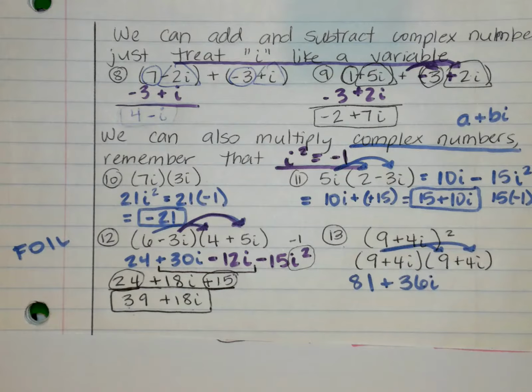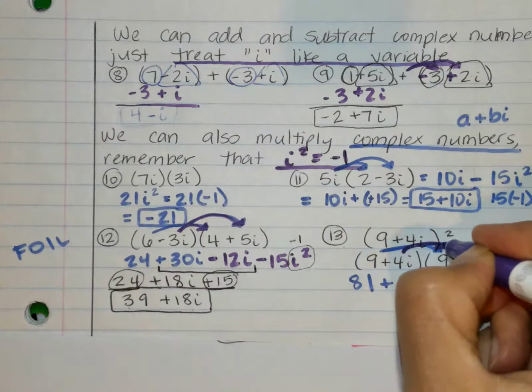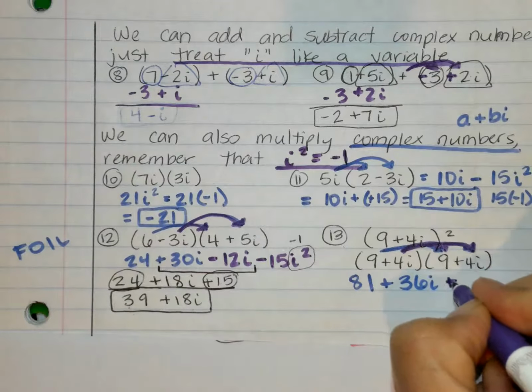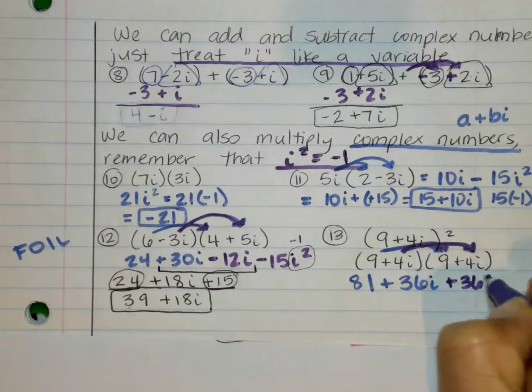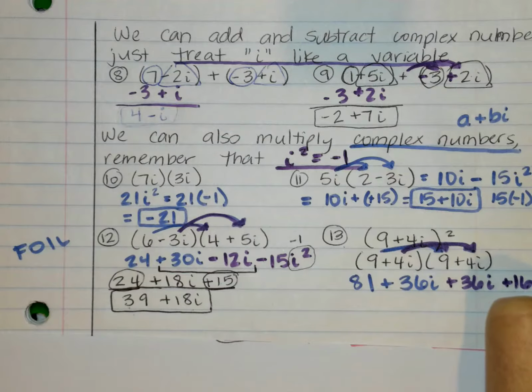And then let me get my other color. Then you distribute by the 4i. So 4i times 9, and then 4i times 4i. So that would be plus 36i. And then 4 times 4 is 16. And i times i is i squared.